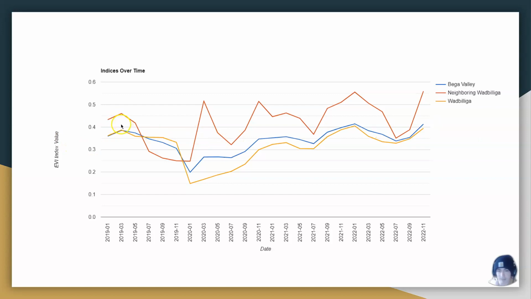Going to EVI, it's essentially the same stuff. The neighboring area really gets hit harder before the fires.